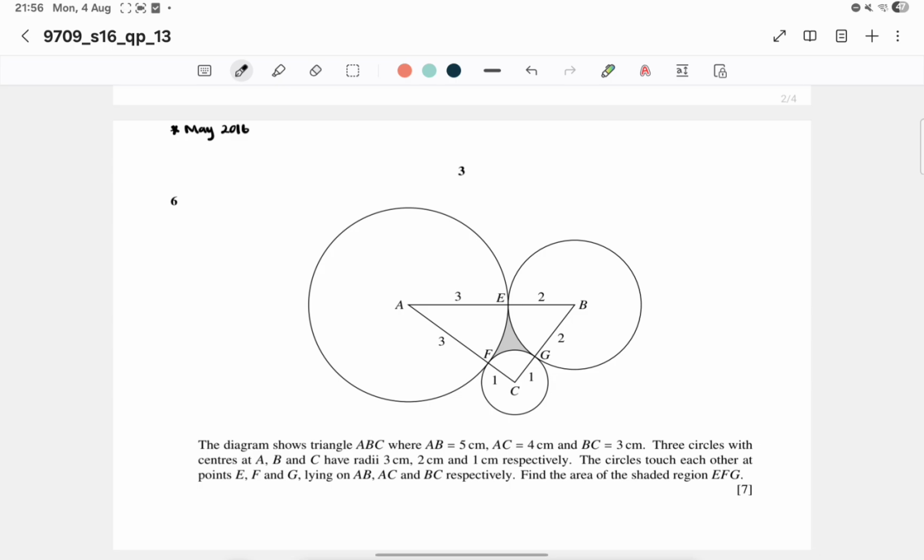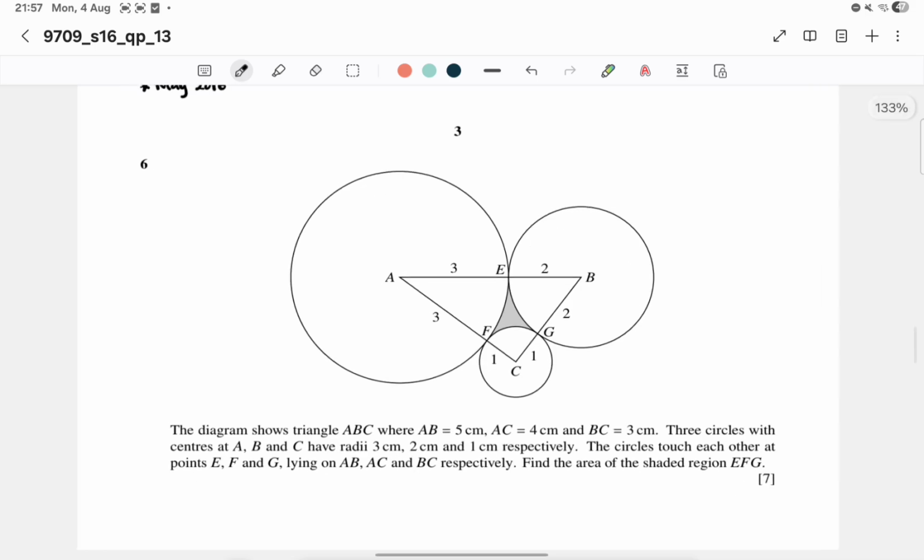The question is saying the diagram shows triangle ABC where AB is 5 centimeters, AC 4 centimeters and BC 3 centimeters. Three circles with centers at A, B and C have radii 3 centimeters, 2 centimeters and 1 centimeter respectively. The circles touch each other at points E, F and G lying on AB, AC and BC respectively. Find the area of the shaded region EFG.